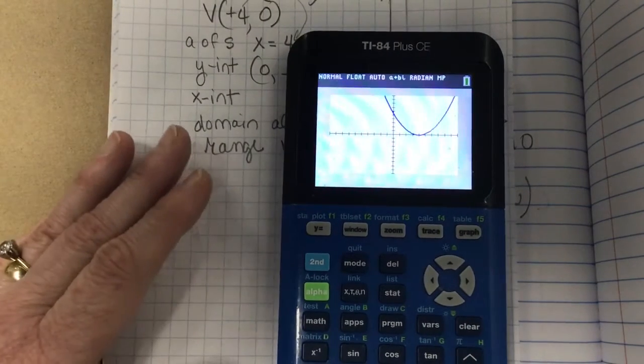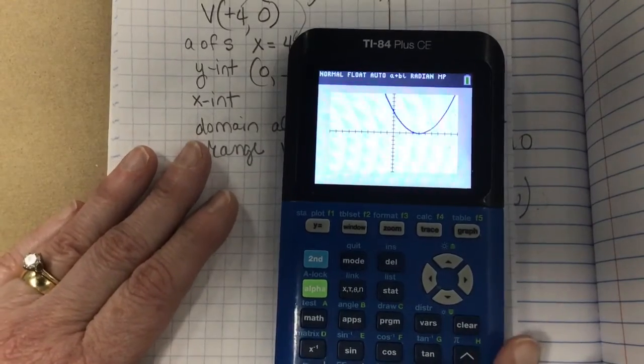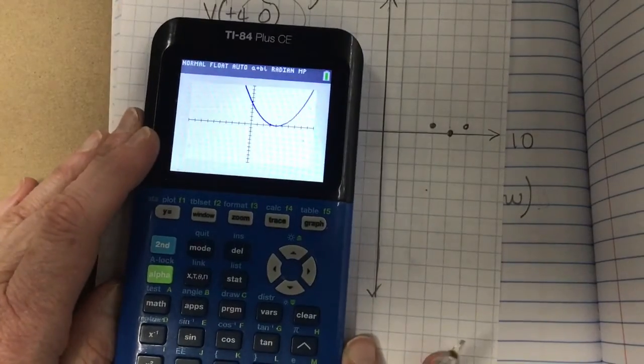And a lot of times it graphs that stuff off screen, and so it's just coming down. It just has a little more work to it, I guess. Okay, you feel comfortable with it?